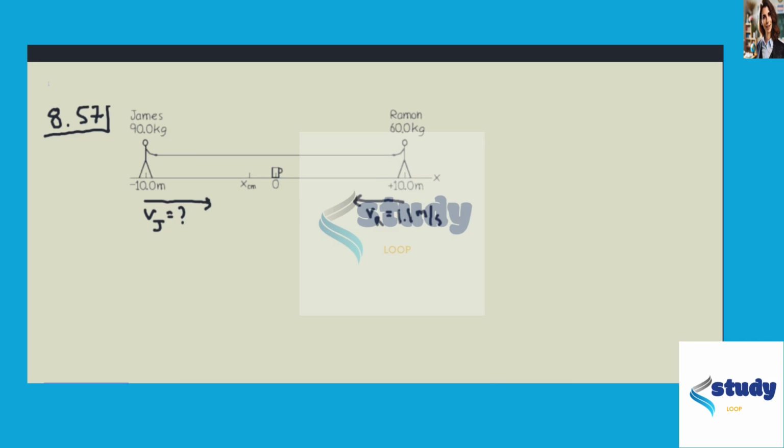And for this problem, we're asked to suppose that Ramon pulls on the rope to give himself a speed of 1.1 meters per second. And now we want to figure out how fast that's going to cause James to go.